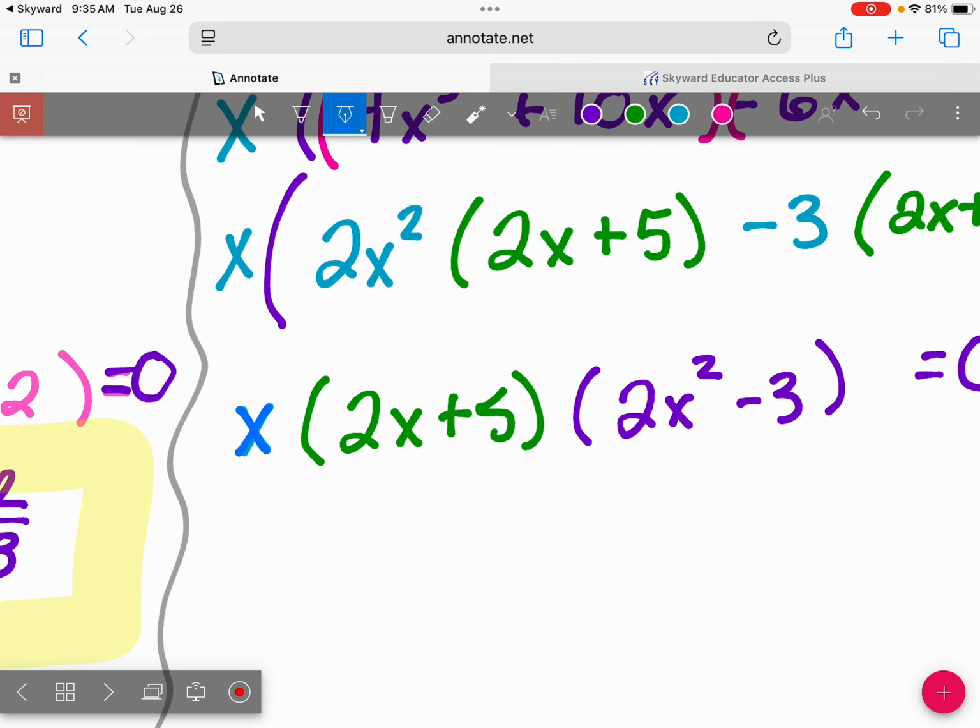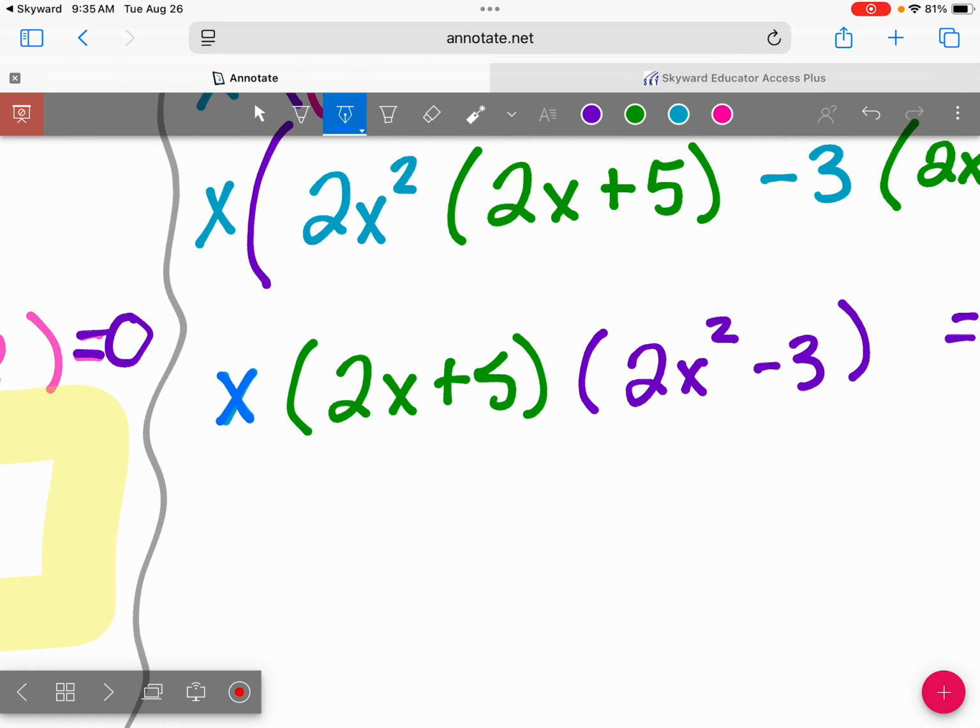Okay, so now let's see if we can find our solutions, our roots, because we've got this down into a factored form. This is not a difference of squares. You could try to do that, but it's going to be unpleasant. There's an easier way. What is our root over here? X equals 0. Boom. Because we set things equal to 0 to find our solution.